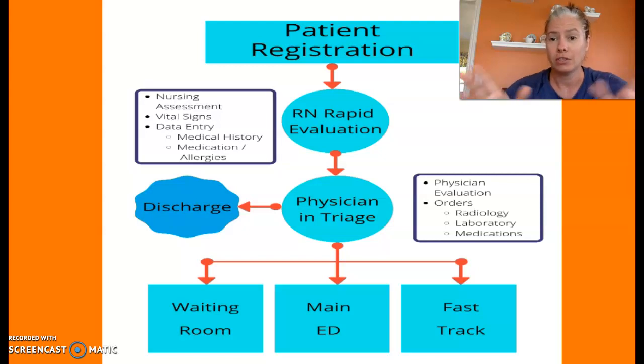So now I have these two different systems. Now I have this fast track area for these patients that only need a few different things done. And I have the patients that need a little bit more things to be doing in the main ED, but with orders placed. So now my time of waiting like 4 hours sometimes has now been dramatically decreased.